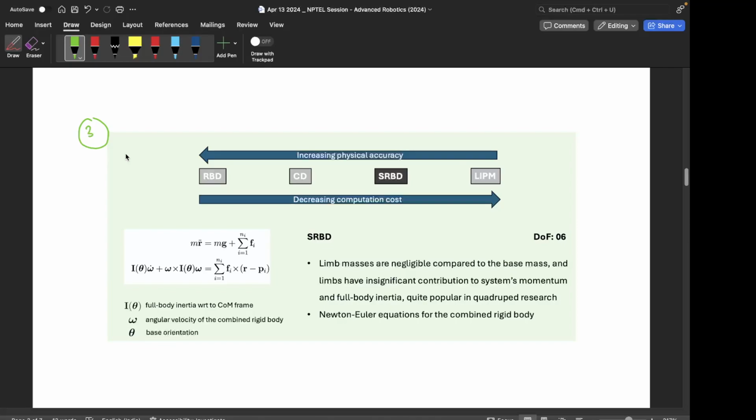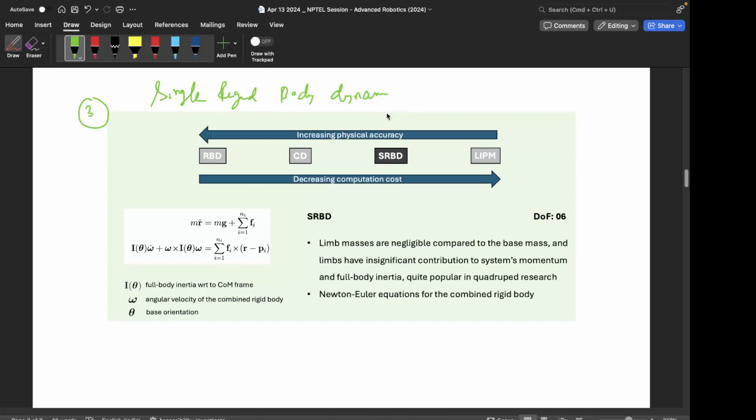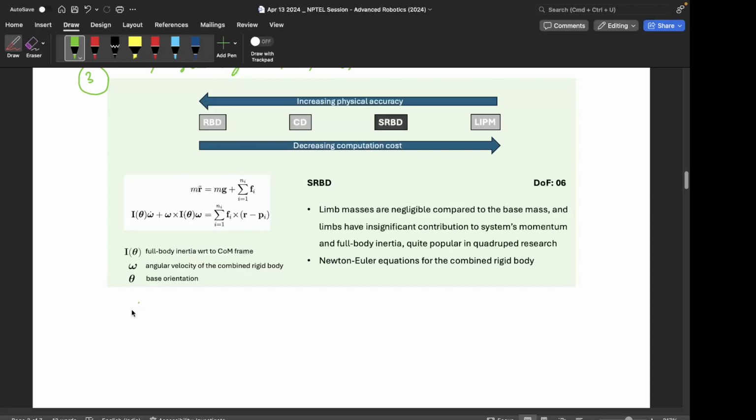So reduced order means, whenever you see reduced order models, it means that some degrees of freedom of the system have been ignored or neglected, right? So this is the third one, the single rigid body dynamics. The name suggests that there is one rigid body, so the entire robot has been approximated as a single rigid body, right? So how to do that?